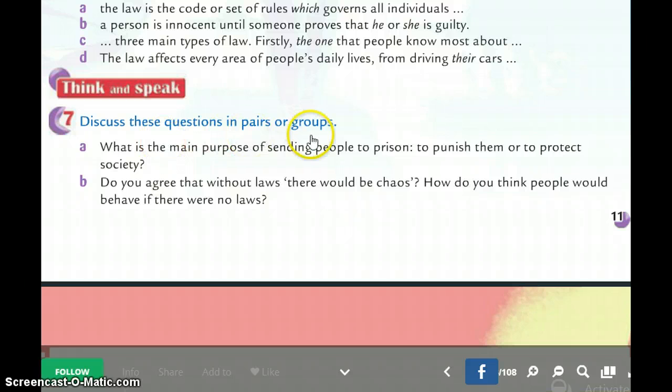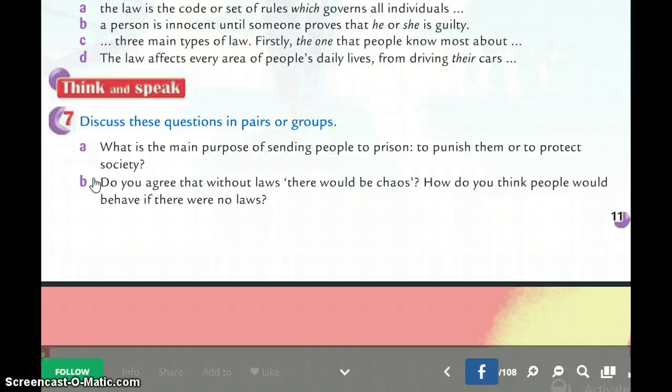Now think and speak. Discuss these questions in pairs or groups. What is the main purpose of sending people to prison? To punish them or to protect society? Well, sometimes it's both, and sometimes it's only to protect society from their actions. Sometimes it's to punish them for their activities, in order to make sure they will not repeat the same criminal activity again.